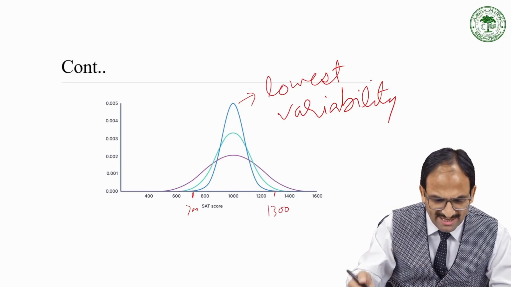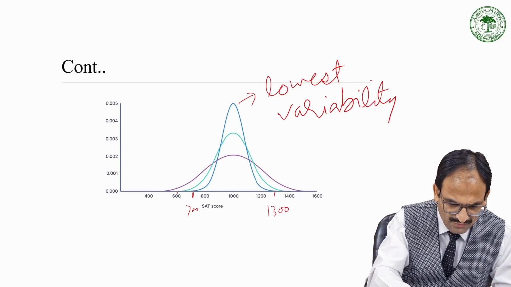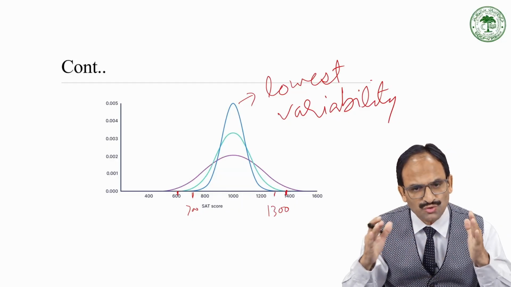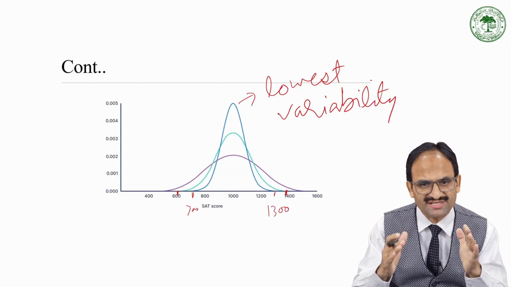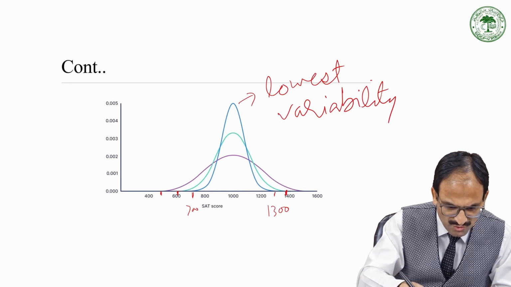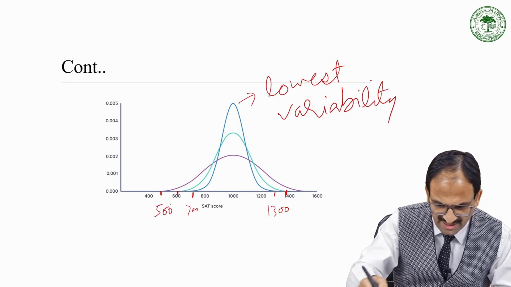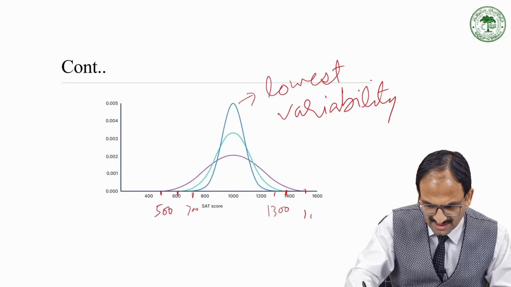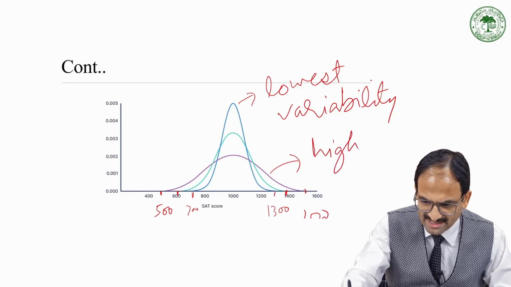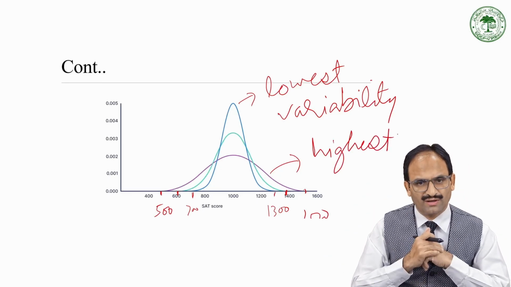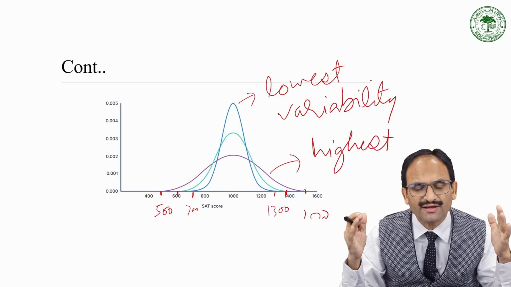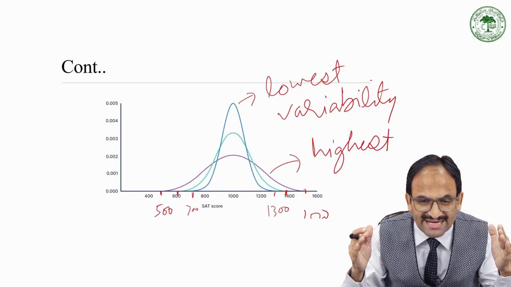Whereas if you see the second group, score varies from 600 to 1400. So, it is more spread in comparison to the first one. Whereas the third one, again if you see, score varies from 500 to 1500. So, this one has the highest variability. So, by this distribution, you can understand the importance of variability.